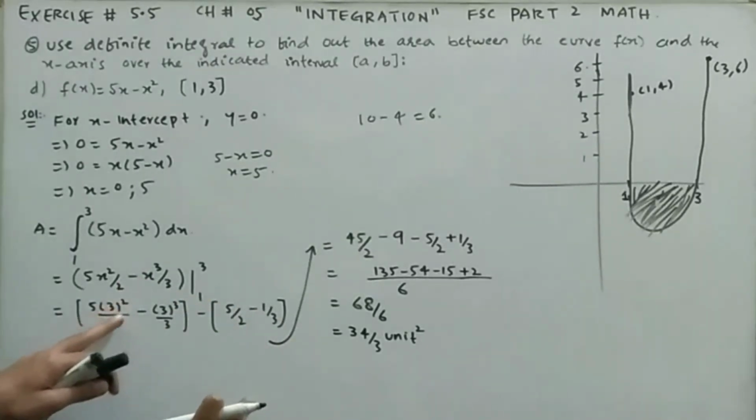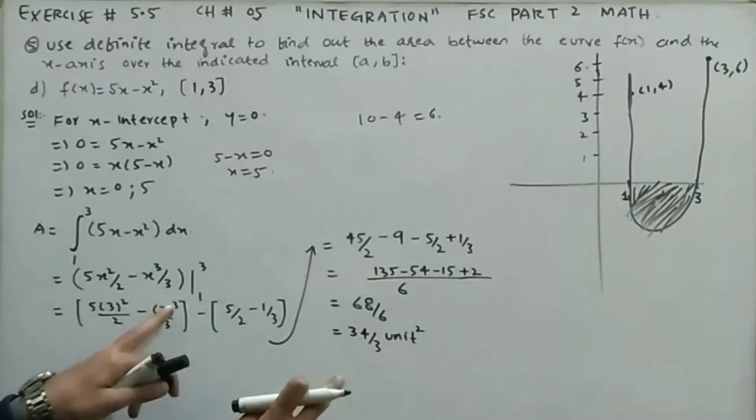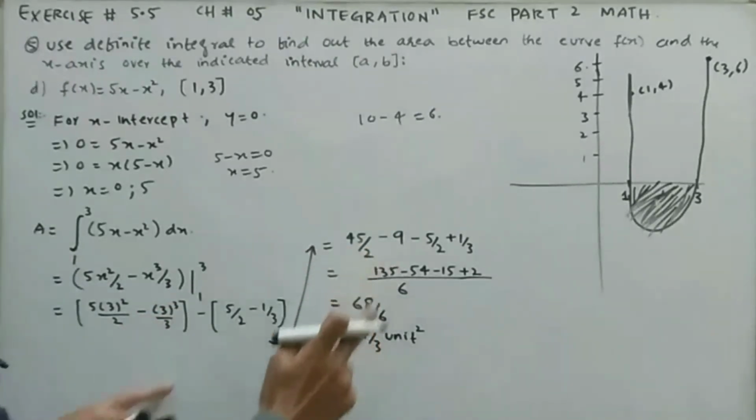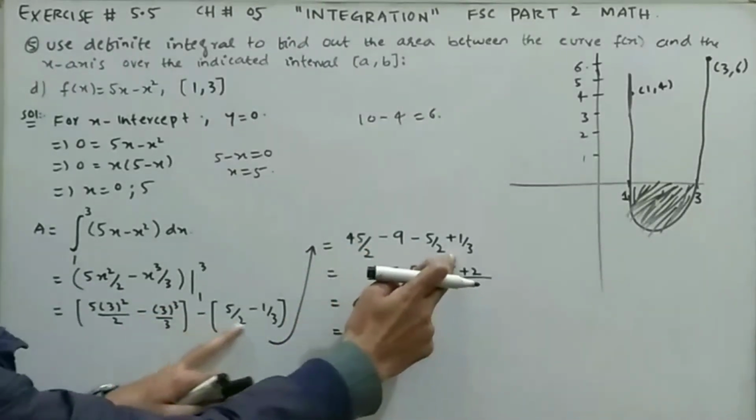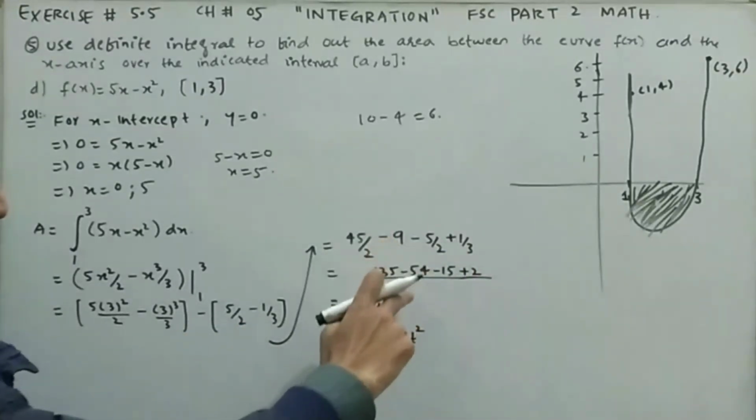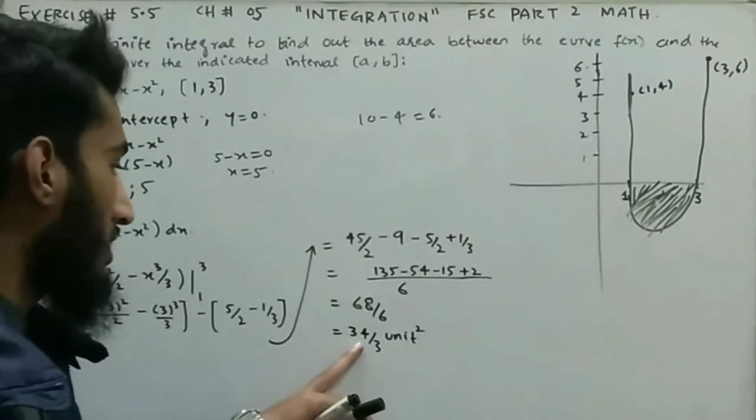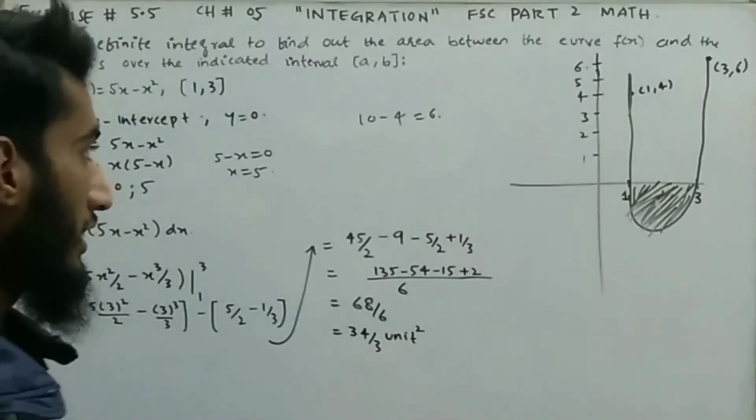So pi into 3 square by 2 gives us 9 pi by 2. It becomes 3 power 3, 27 by 3 gives us minus 9. Minus pi by 2 and minus into minus plus 1 by 3. By taking LCM and by doing simplification, it will give us 34 by 3 square unit area.